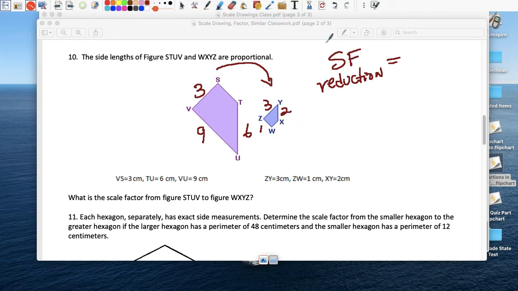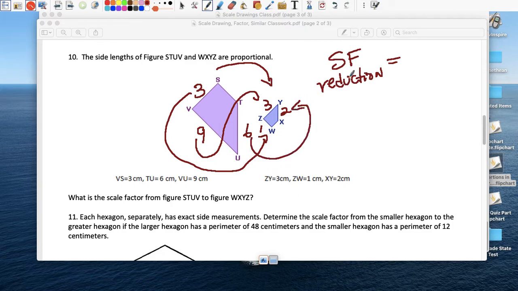So, with the corresponding side, let's pick the easy one. VS is 3. Okay, so, for example, how did this side become 1? How did this side become 3, right? And how did that 6 become 2? So you can obviously tell it's a reduction, right? So pick any other corresponding sides. Let's pick one with a 3.